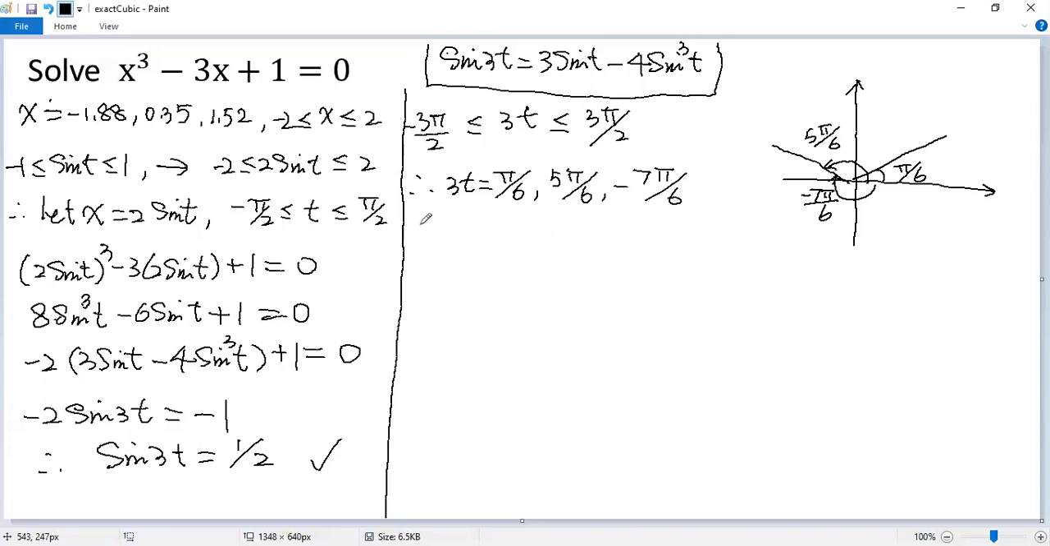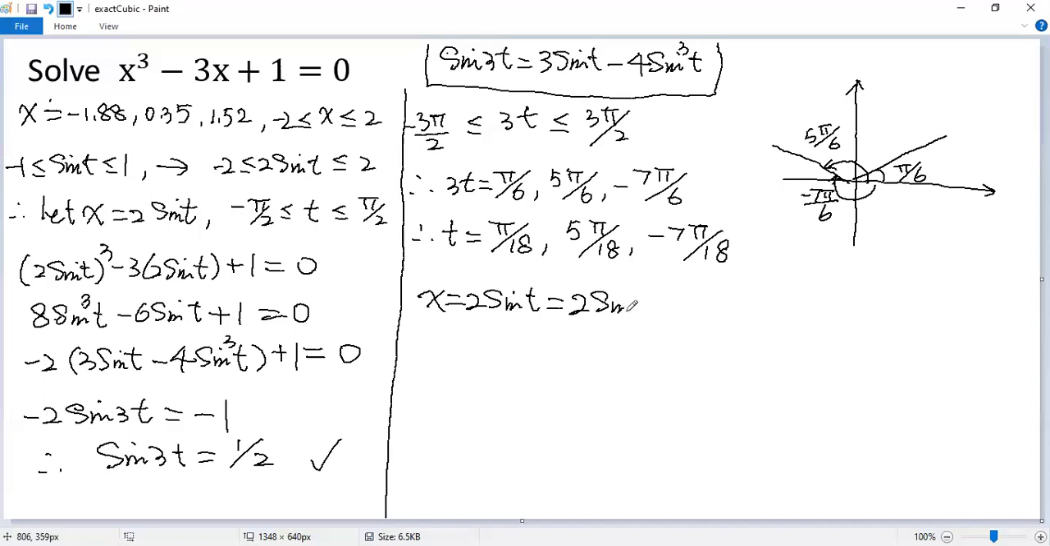Dividing by 3, we get t equals pi over 18, 5 pi over 18, and negative 7 pi over 18. So the exact solutions to the given equation would be x equals 2 sine t, plug in. So we get 2 sine pi over 18, 2 sine 5 pi over 18, and negative 2 sine 7 pi over 18.